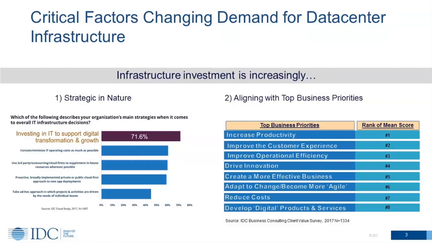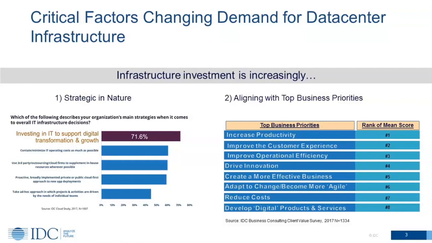On this slide, you can see results from two IDC surveys that show us how these trends are impacting infrastructure investments. On the left-hand side of the slide, you can see that infrastructure investments are increasingly strategic in nature, and decisions are being made with an eye towards supporting broader business transformation efforts. In fact, 72% of the 1,000 companies we surveyed told us that their IT infrastructure investments are going to support digital transformation and business growth.